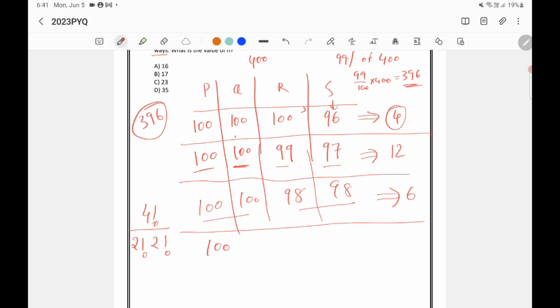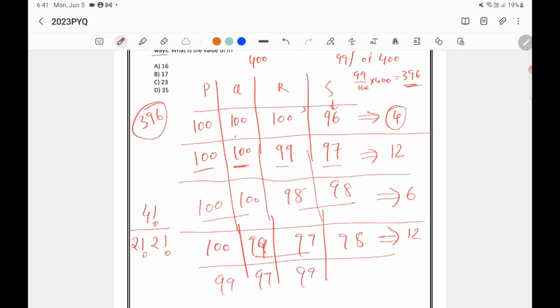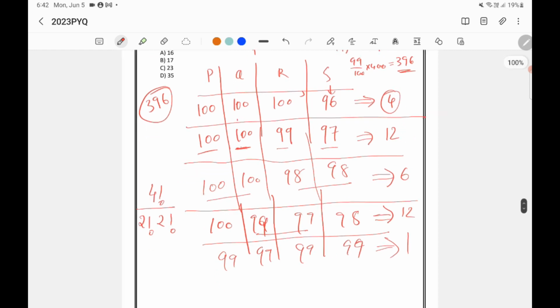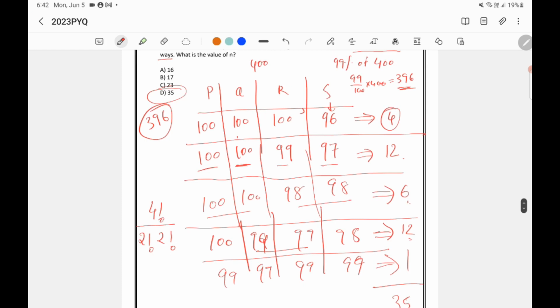Similarly, there is another possibility, 100, 99, 99, 98. So this is also possible. So if you do similarly, it will also come to 12 because 99 is coming 2 times. Similarly, there is another possibility, 99, 99, 99, 99. This is also a different possibility. So only 1 will come because all are 99. So if you add all these, 4 plus 12 is 16, 16 plus 6 is 22, 22 plus 12 is 34, 34 plus 1 is 35. So total 35 possibilities are there. So option D is the right answer. Okay.